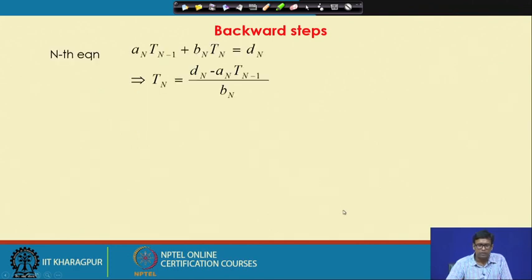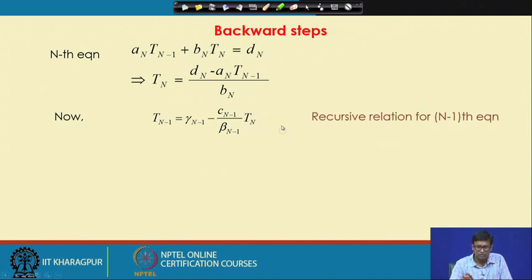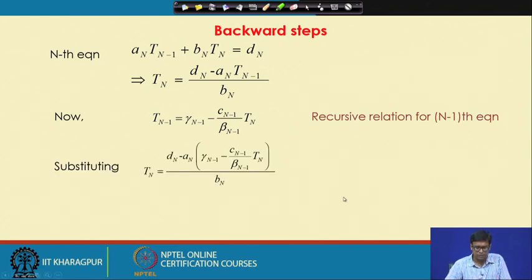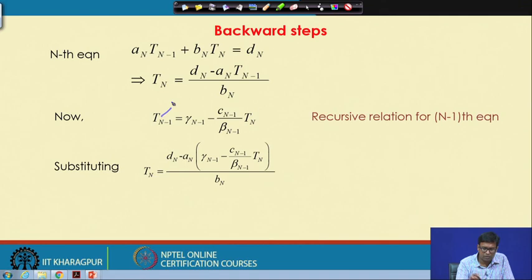Now we will do the backward steps. We will start with the nth equation. The nth equation is the equation of T n minus 1 and T n, and we can write T n in terms of T n minus 1 in the nth equation. Now T n minus 1 is equal to gamma n minus 1 minus C n minus 1 by beta n minus 1 times T n, which is using the recursive relation for the n minus 1 equation which we got there. If we substitute this T n minus 1 into the nth equation, we will get the value of T n.